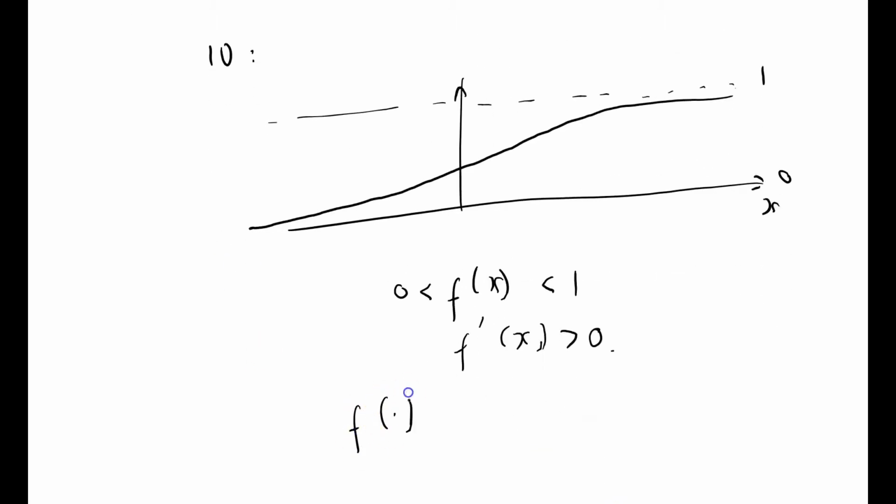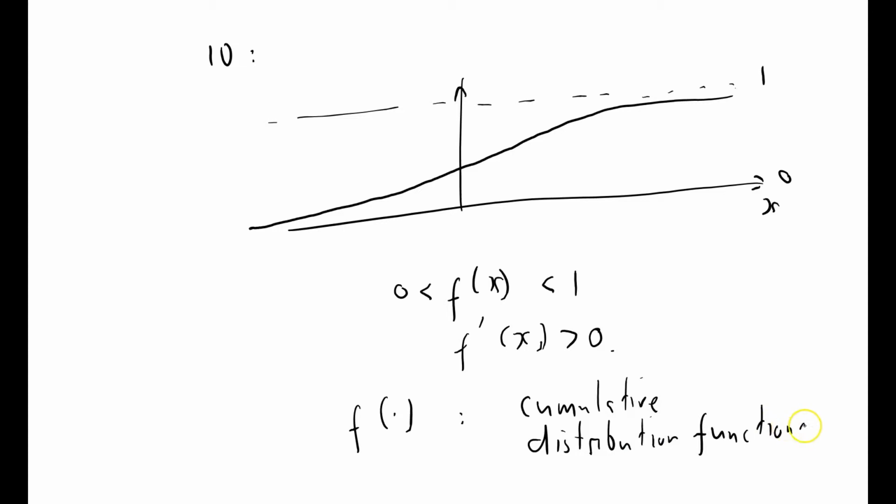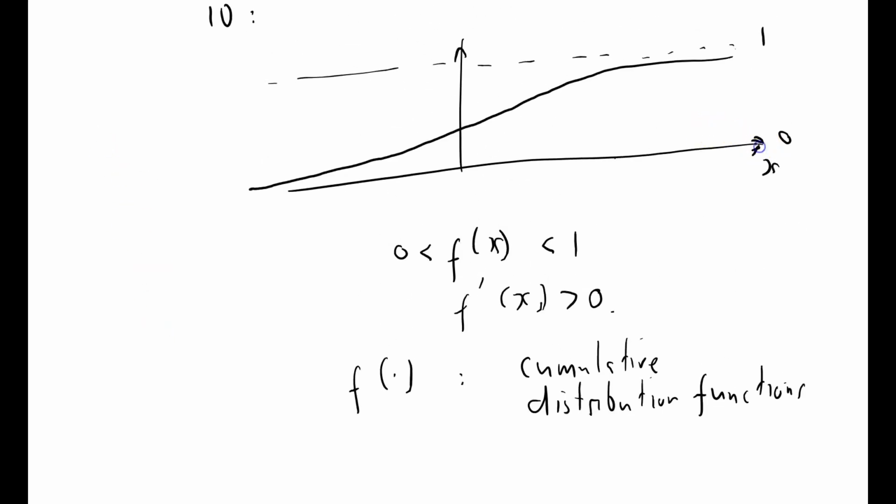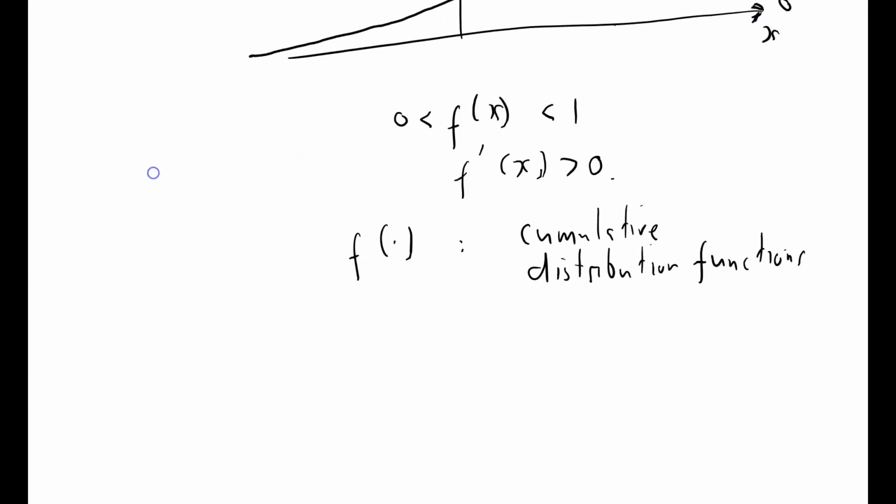And such f in the statistical literature will be called cumulative distribution functions. It's the probability that a random variable is less than any particular value on the x-axis. So these functions quite nicely map an infinite range to a finite range, which is quite a useful and nice thing to do. So what is the Penrose transformation?